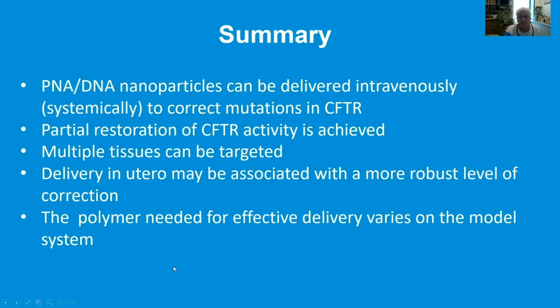There's partial restoration of Cftr activity. Multiple tissues can be targeted and can see this response. Delivery in utero may be associated with a more robust level of correction, which makes sense, and the polymer needed for effective delivery varies on the model system.